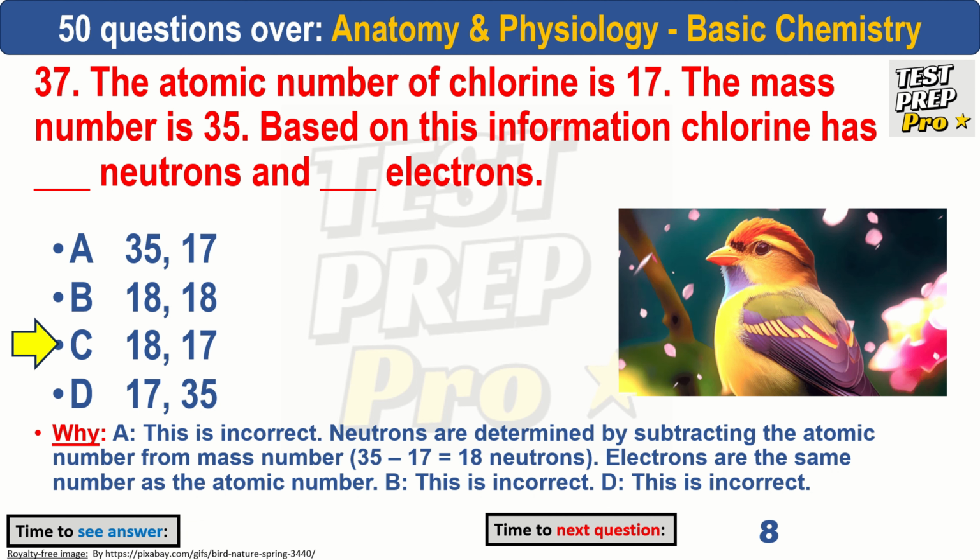The answer is C, 18 neutrons and 17 electrons for chlorine with an atomic number 17 and a mass of 35.